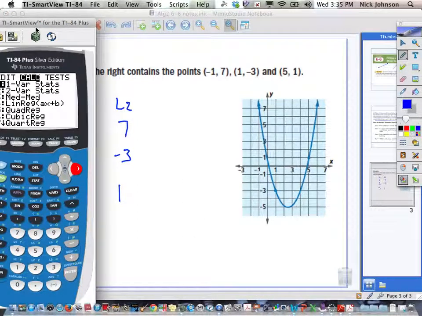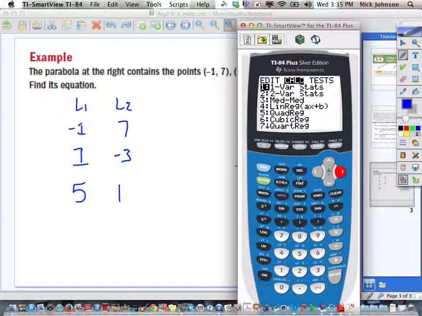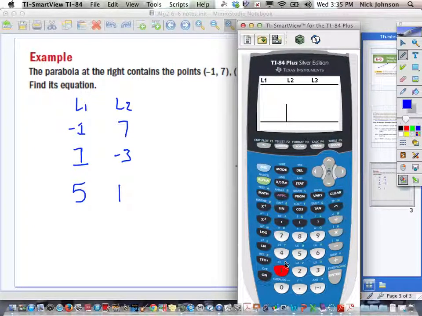So I go to my calculator. I hit stat. I hit edit. I type in those numbers, -1, 1, 5. And in my L2, 7, -3, 1. Now that those are in there, I've got my 3 points, a minimum of 3 points.